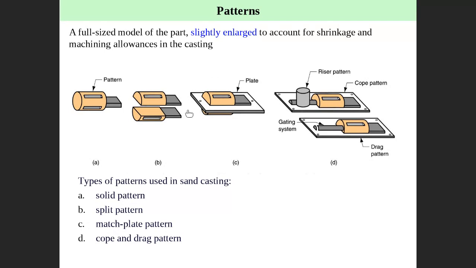When you come to the pattern, how to prepare the pattern to create the cavity, there are some steps to prepare the pattern to create the cavity in the mold. First, you need to manufacture the pattern, what we call the solid pattern. The second step is the split pattern. Split pattern means you cut it in two, up and down. As I told you, we need one for up, one for down, and then you fix them on what we call a plate. Match plate pattern.